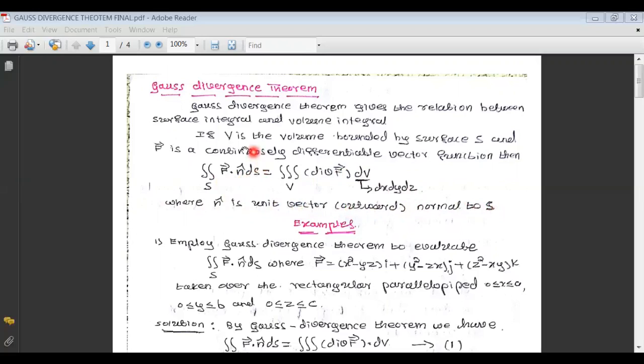This is the statement of the Gauss divergence theorem. The left hand side, that is the double integration over S of F bar dot n cap dS, represents the surface integral, and the RHS, that is the triple integral over the volume V of divergence of F bar dV, represents the volume integral. That's why this Gauss divergence theorem establishes the relation between the surface integral and that of the volume integral. And as usual, the proof is beyond the scope of the syllabus. Directly we have to concentrate on the examples.